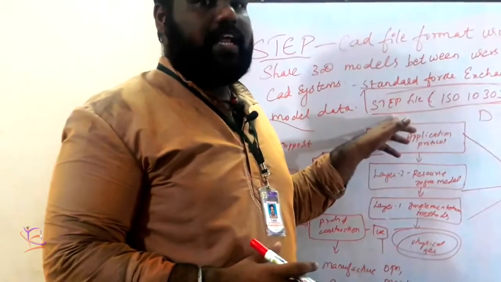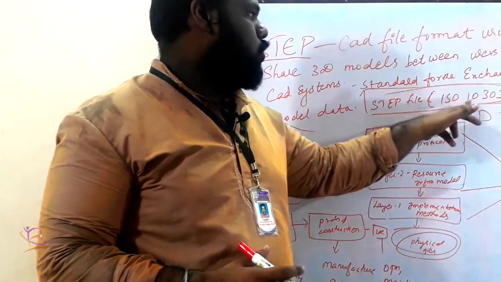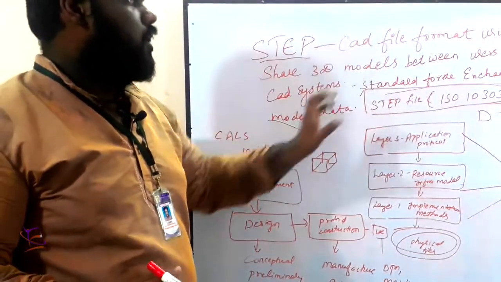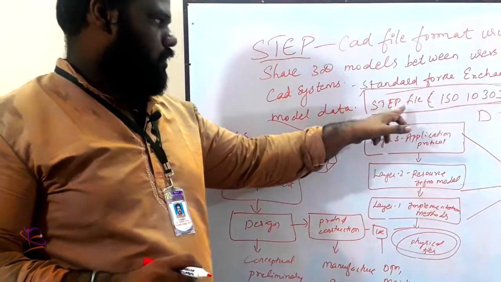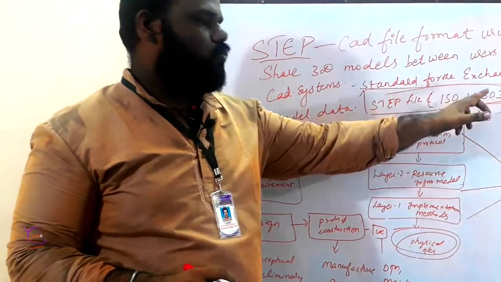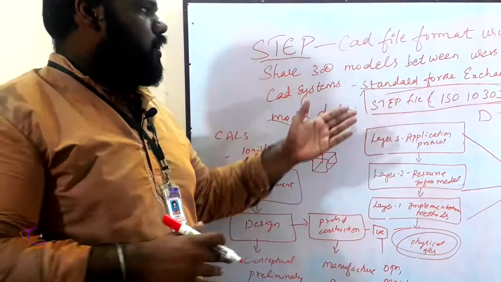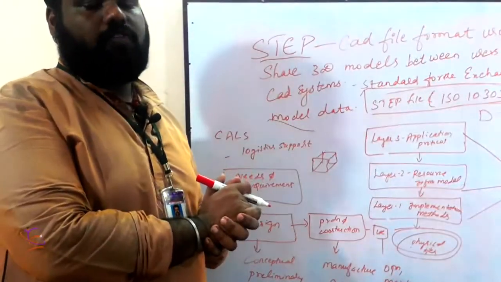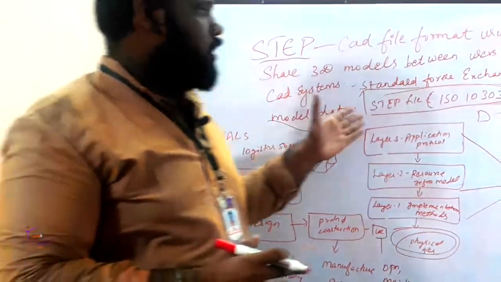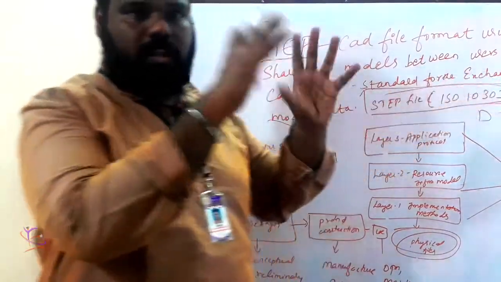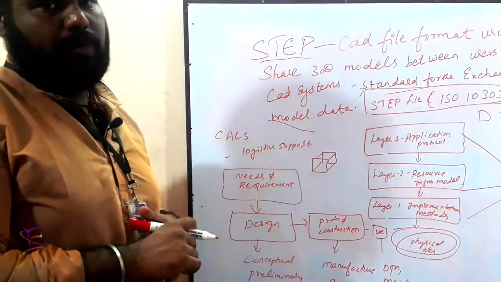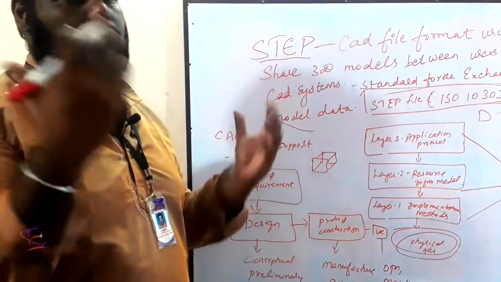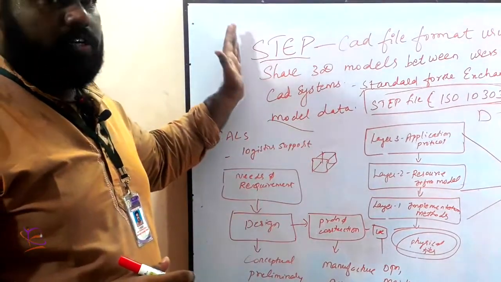This is how we will write a STEP file: STEP file ISO 10303-1. This is the common format. In a CAD system, we type this STEP file ISO 10303-1. As soon as we type this, the original or corresponding file will be displayed. The corresponding design will be displayed, where we can check or make any corrections as and when required. I hope everyone is clear with what STEP is.